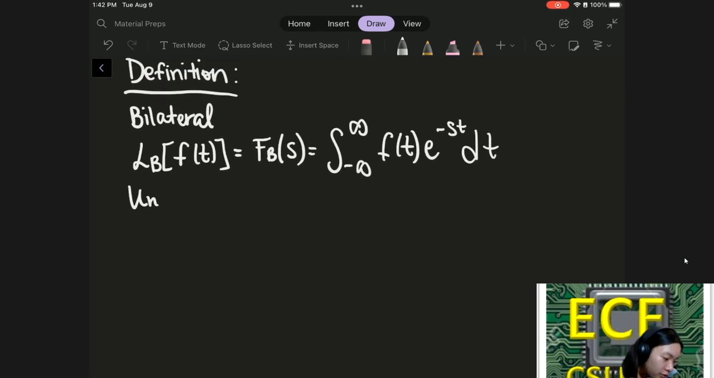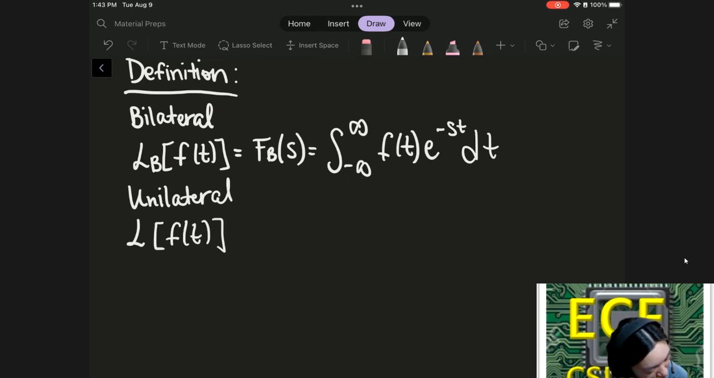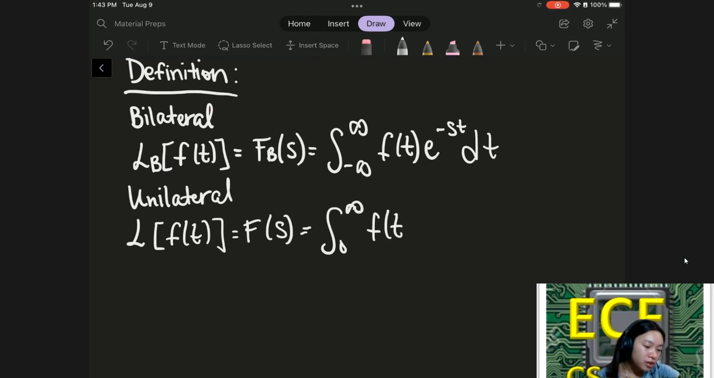For the unilateral case, this is just one side. So this will be L of f of t, F of s equals the integral, it's one-sided, so we're just going from 0 to infinity of f of t e to the minus s t dt.